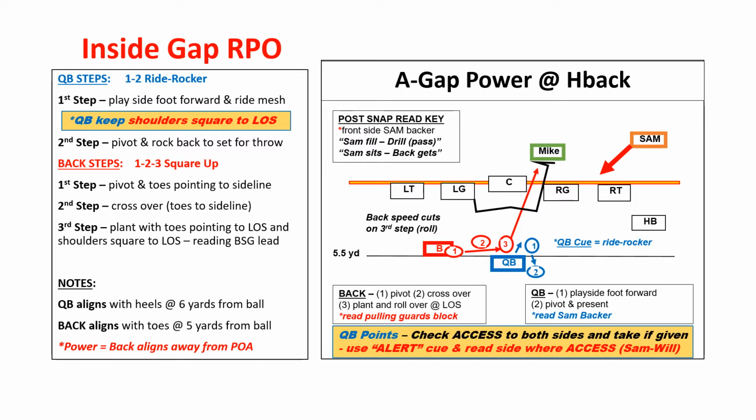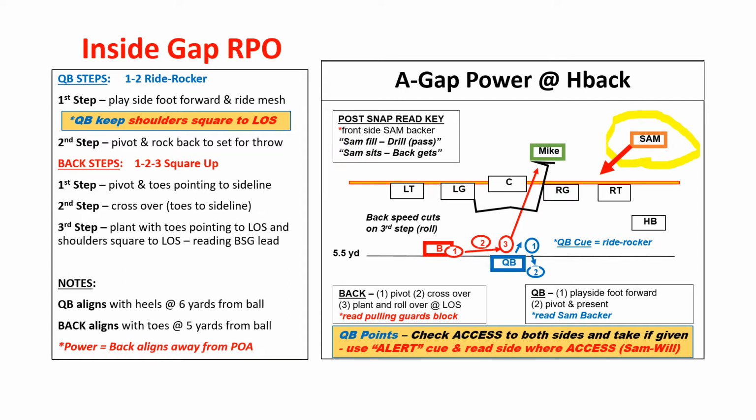With our inside gap RPOs, you can see in the upper right here, the read key is our Sam backer. Again, if he fills, we drill it. If he sits, back gets. So it's a simple process, simple way to read and keep it consistent.